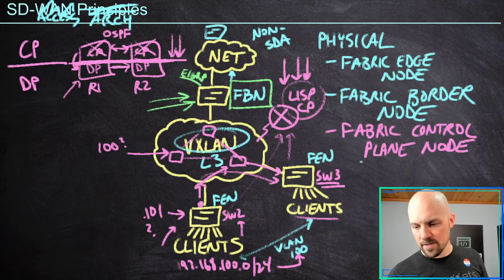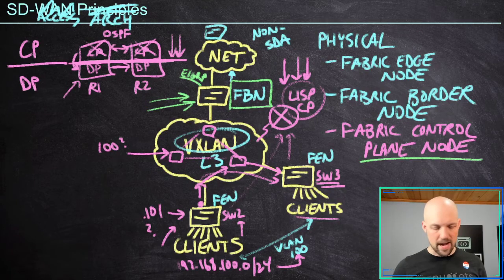The control plane node is, again, our LISP. It's going to be handling our LISP control plane information. It's what tells the rest of the network where to send things.